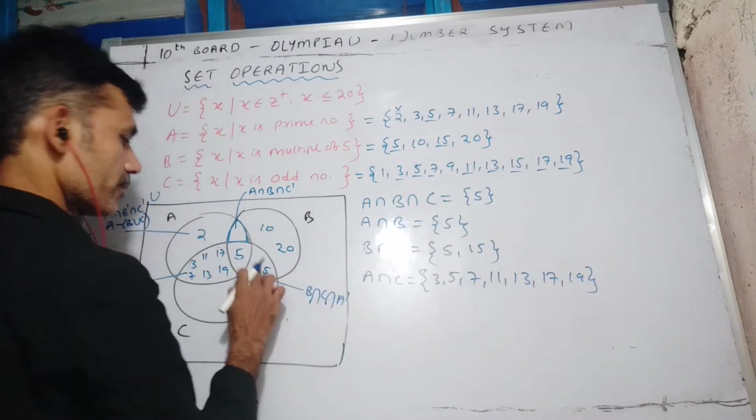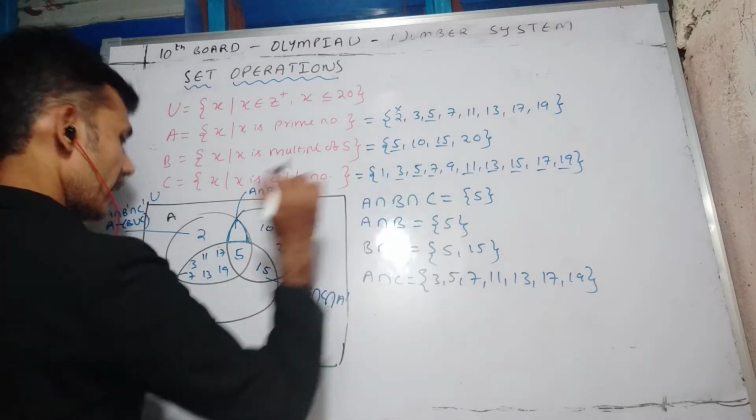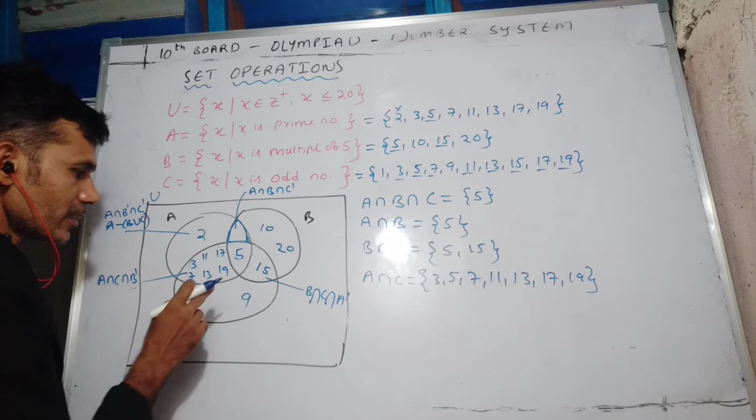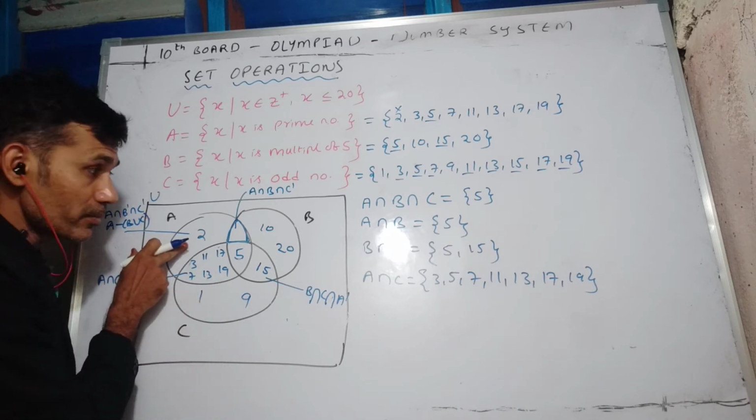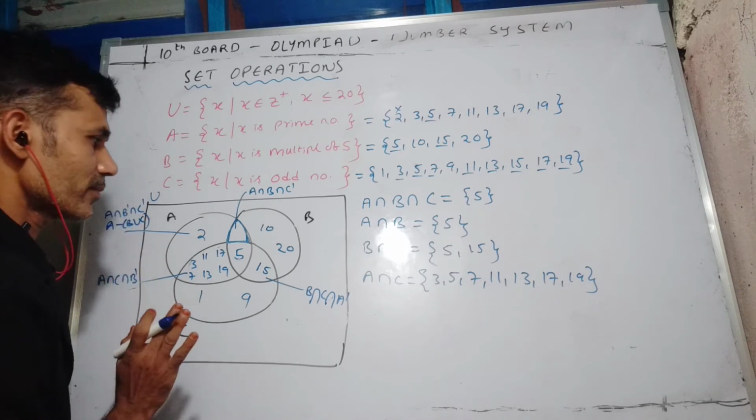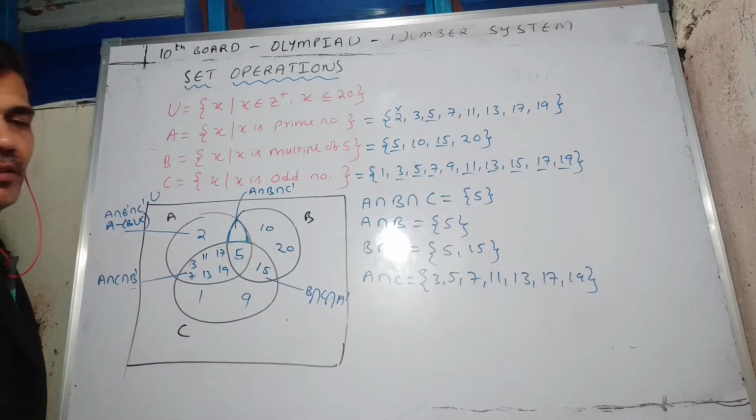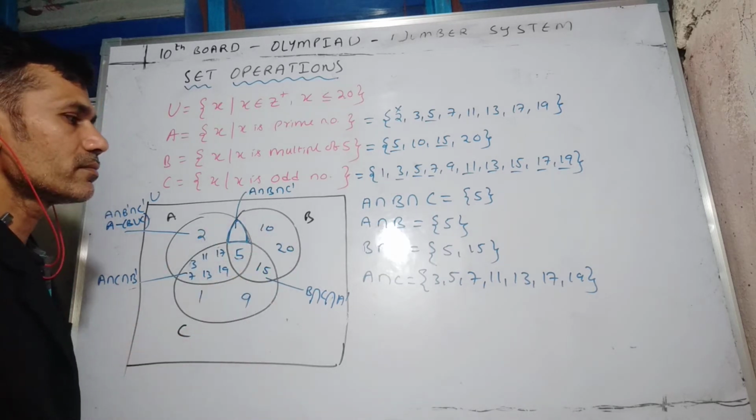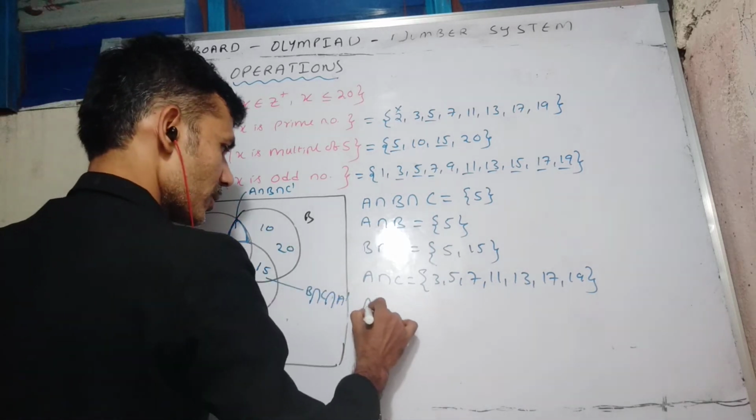15 also we wrote here. So 1 and 9. 1 is neither prime nor composite. Okay, 9, see 9 is not a prime number and it is not a multiple of 5. So it is only an odd number. So it came here. So we have completed the table. A union B union C only we have completed. Okay, that also you can write.